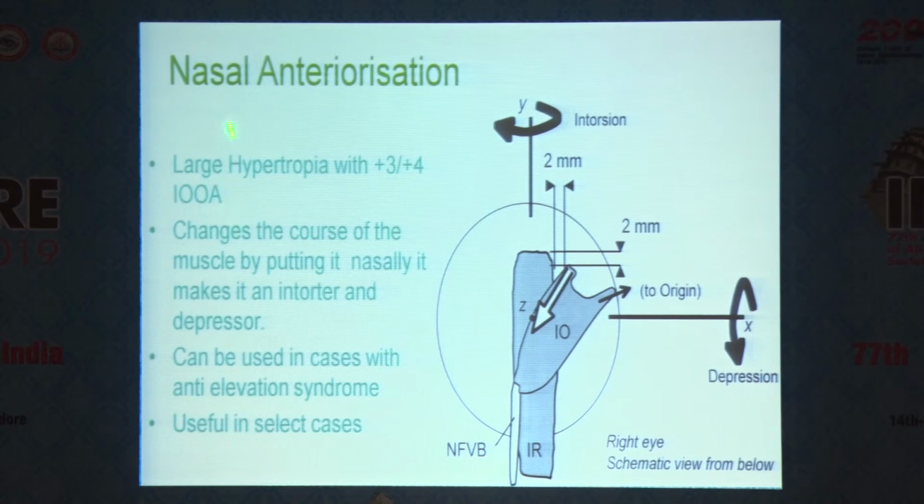So, there is another procedure which is nasal enterization, which was primarily devised for a very large infraoblique overaction and a large hypertropia. And this basically changes the course of the muscle by putting it, see this is the inferior rectus, and this has been sutured nasally toward the origin. So basically what it does is, it makes it an intorter and a depressor, and it also does not cause anti-elevation syndrome. In fact, it can be used in cases where anti-elevation syndrome has occurred because of total anterior positioning. So useful in select cases where there is very large overaction.